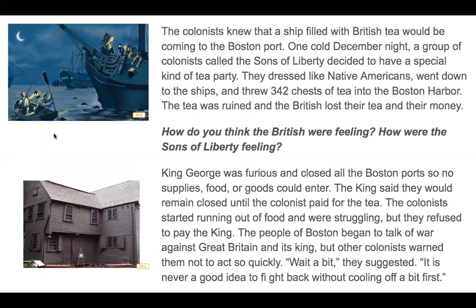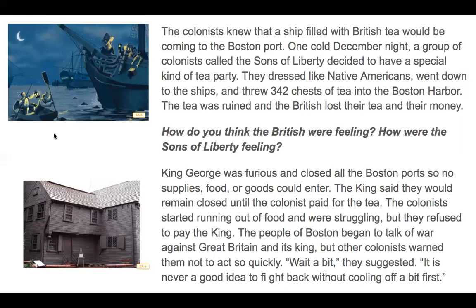King George was furious, that means really angry, and closed all the Boston ports so no supplies, food, or goods could enter. The king said they would remain closed until the colonists paid for the tea. The colonists started running out of food and were struggling, but they refused to pay the king.